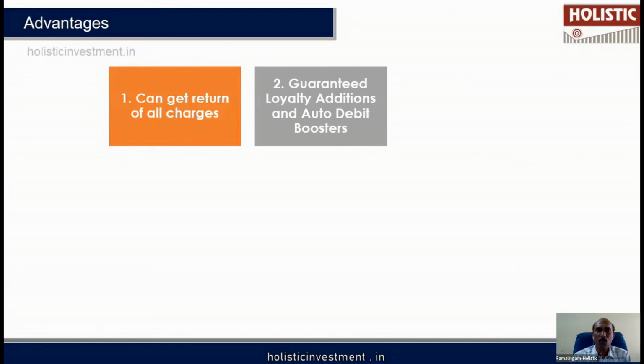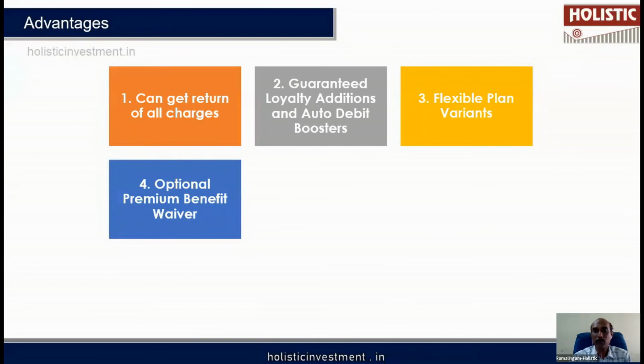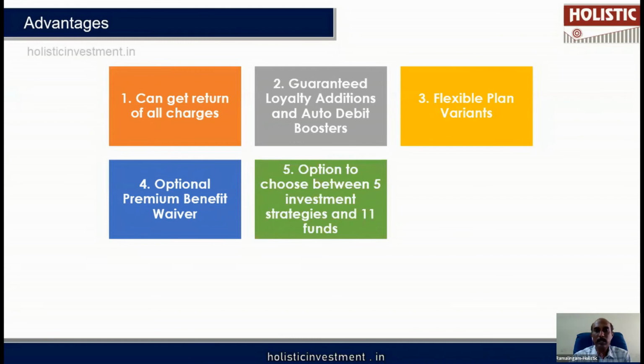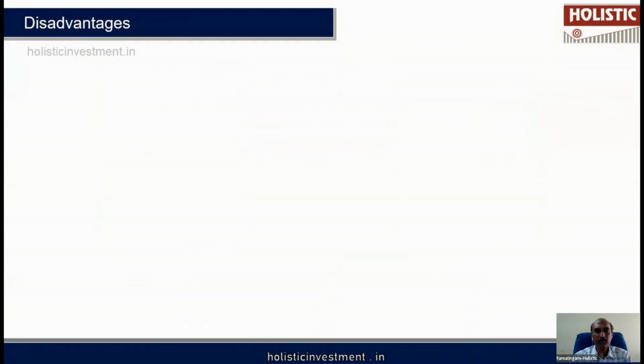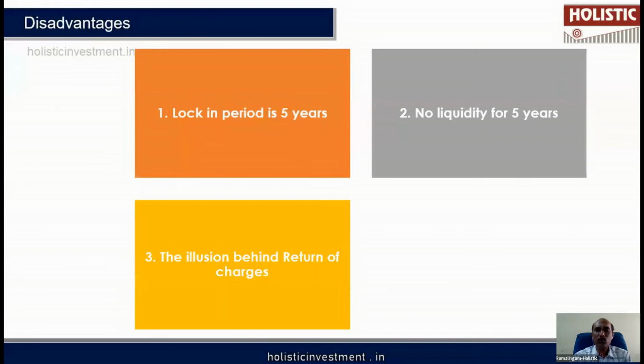This policy has one major advantage, which is, I would say, a perceived advantage, not a real advantage. This policy returns all the charges, and the guarantee additions and loyalty additions are there in this policy. For auto debit facility, they are giving additional boosters. There are 5 different strategies and 11 funds available. You can pick and choose the best combination for you. Free switches and redirection are possible through this fund. Lock-in period is 5 years, so no liquidity for 5 years. Return of charges seems to be an advantage, but it is a huge illusion.